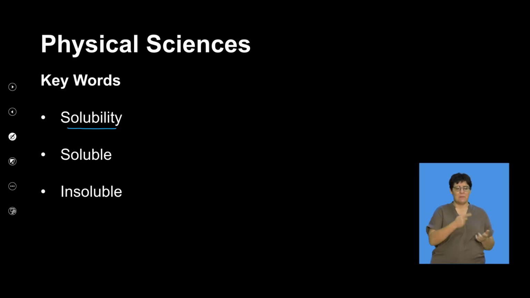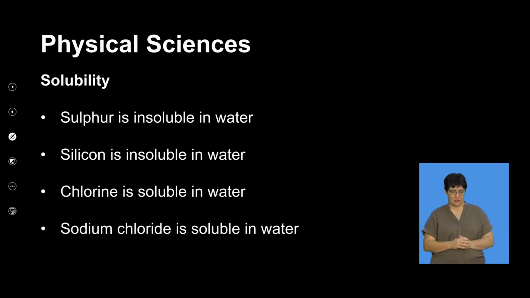So solubility is the extent to which a substance dissolves in a solvent to form a solution. Now, if a substance does completely dissolve, then it's soluble, while if the opposite happens to a smaller extent or it does not dissolve at all, then we'll describe that substance as insoluble. All right, so sulfur is insoluble in water. Sulfur actually does not dissolve in water, okay? And silicon is also insoluble in water. Chlorine dissolves completely in water, hence chlorine is soluble, while sodium chloride is completely soluble in water.